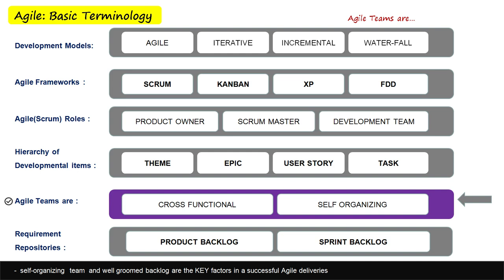Now let us see Agile Teams. Agile Teams are cross-functional and self-organizing. Cross-functional means it is a complementary team of different skill sets. A cross-functional team is a group of developers, testers, QA (quality assurance), business development people, and requirement specialists, etc. They all work collectively at all the phases.